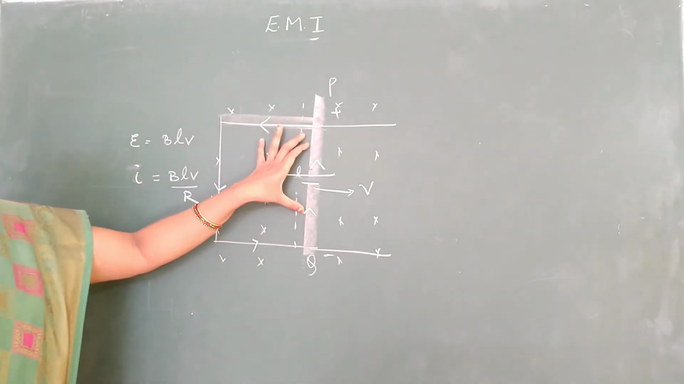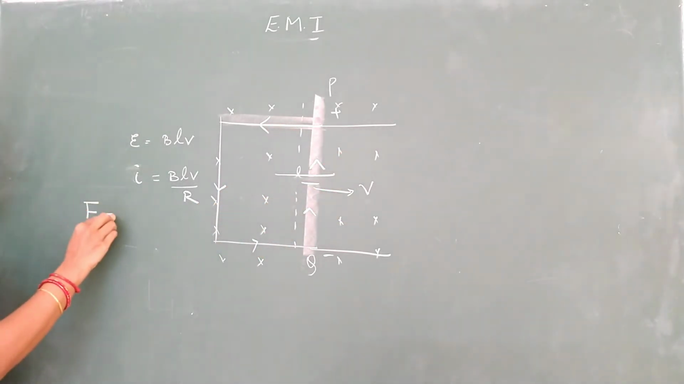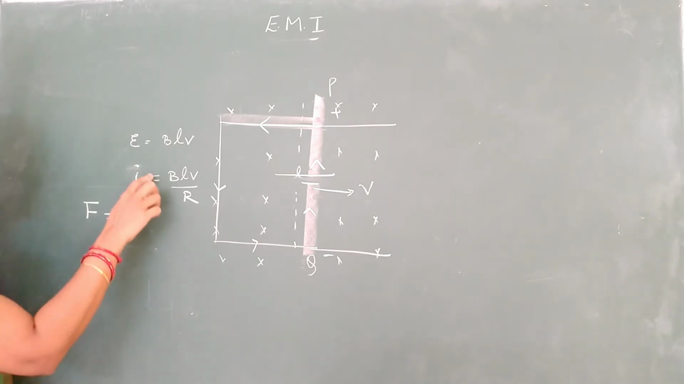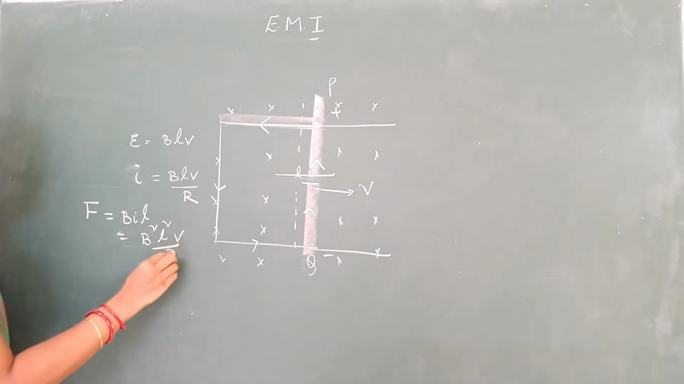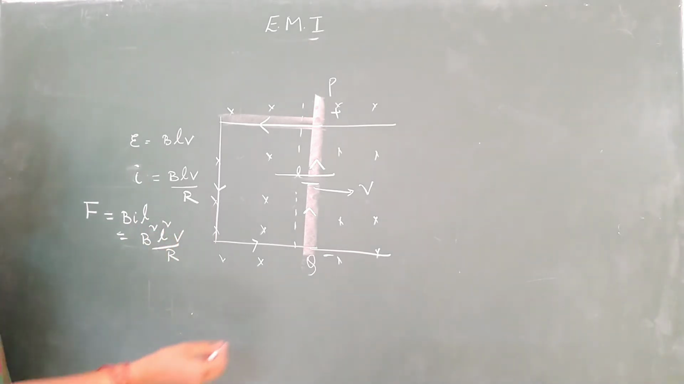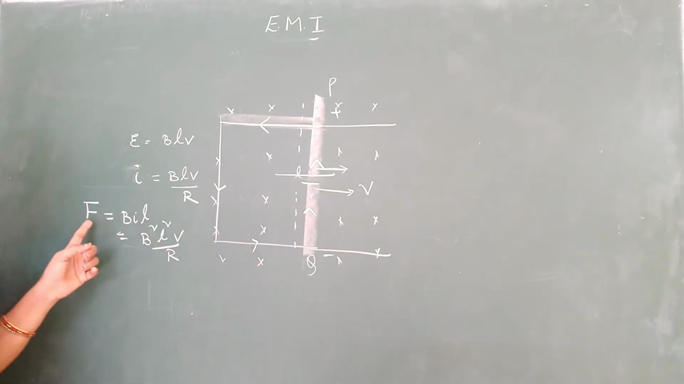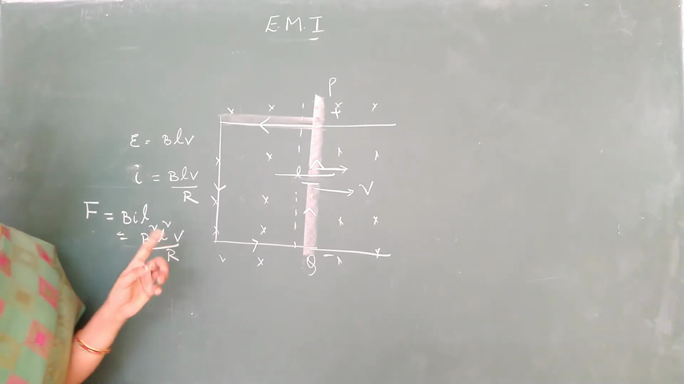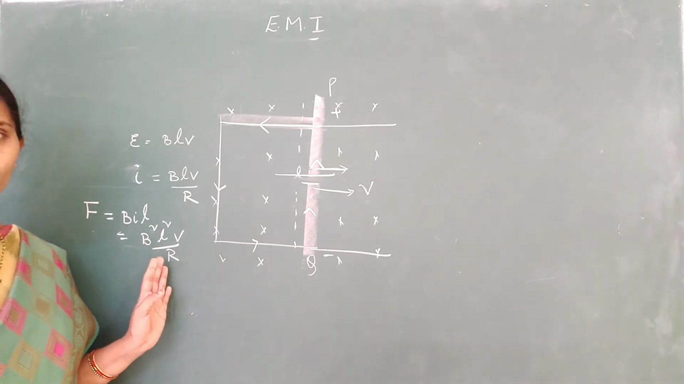And once it is a current carrying conductor moving in a magnetic field, it experiences a magnetic force. What is the magnetic force? BIL sine theta. So I am writing it as B into I into L into sine 90, which is anyway 1. So substitute the current in it, you will get B square L square V by R. While you are moving this conductor, in which direction is the magnetic force acting? To get the direction of magnetic force, we will use Fleming's left hand rule. For induced current, right hand rule. For magnetic force, left hand rule.